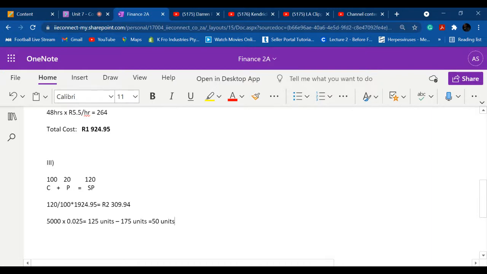Now, they don't actually say it, but abnormal spoilage, we take it to cost of sales. It goes off to cost of sales. And normal spoilage, as we said, is incorporated in our manufacturing overhead rate. So we incorporate it there. Okay, so I just wanted to give you that full context as to what to do with abnormal and normal spoilage.